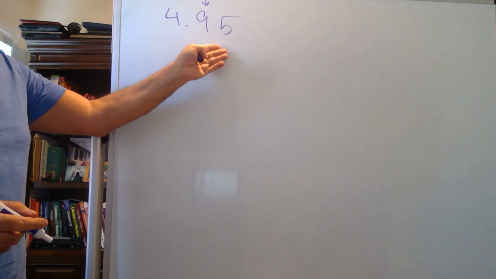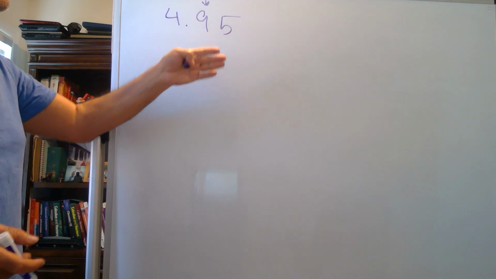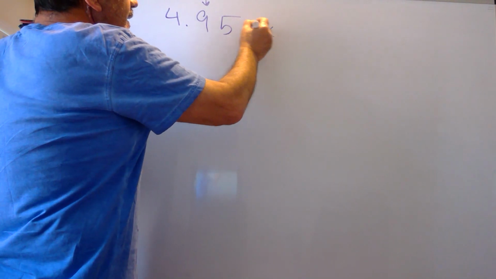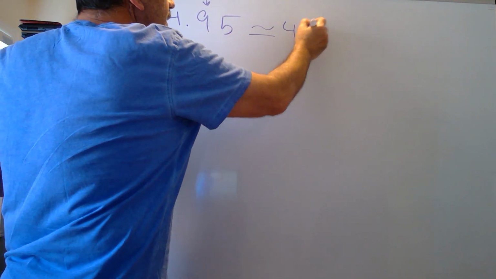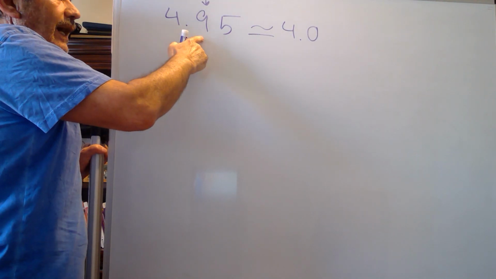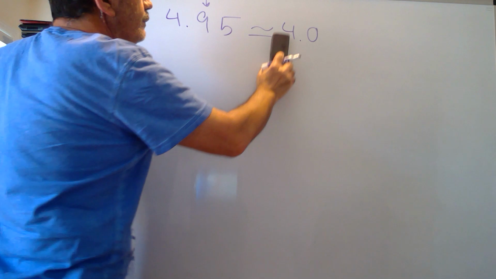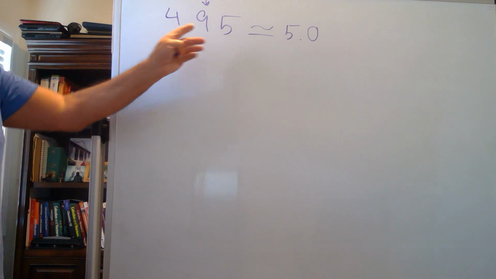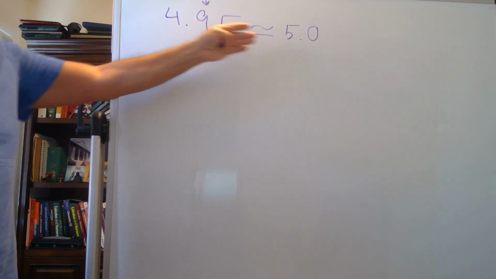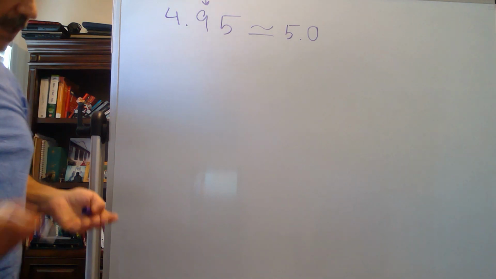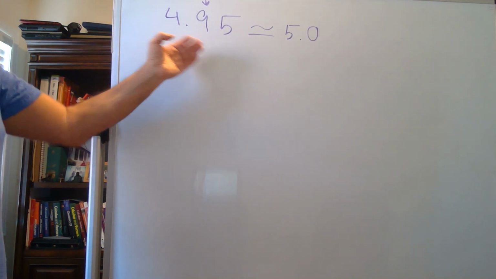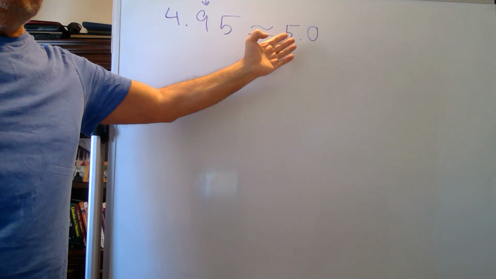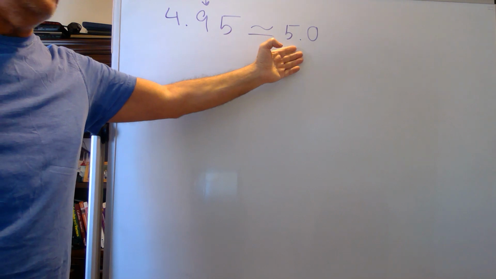Rule of rounding: look at the next digit after the decimal. If it's 5 or greater than 5, drop it and add 1 to this one. So if I round 4.95 to the nearest tenth, it's going to be 5.0, because if I add 1 to this 9, 1 plus 9 is 10, and 4 plus 1 is 5. So 4 and 95 hundredths, rounded to the nearest tenth, is going to be 5.0, or 5 and 0 tenths.